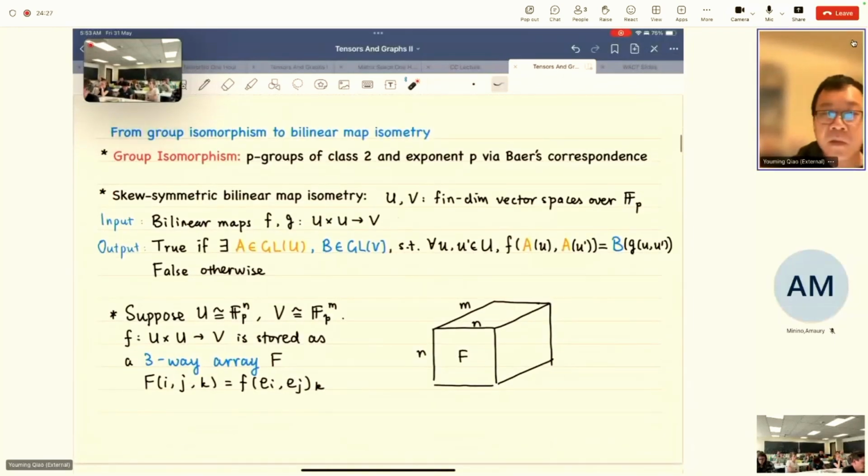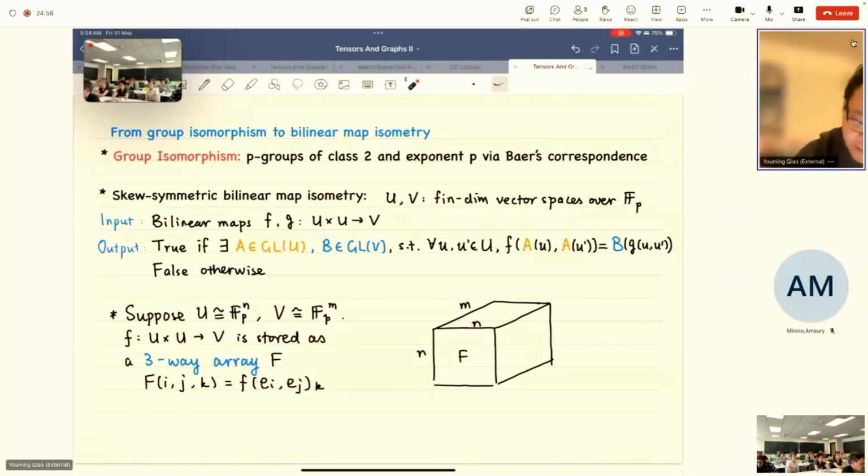Now let's take a look at the several isomorphism problems for algebraic structures. Probably some of them are already covered, but I'll just do it very quickly, okay? The point is to reveal that many of these problems are basically encoded by tensors, but under different actions. Okay.